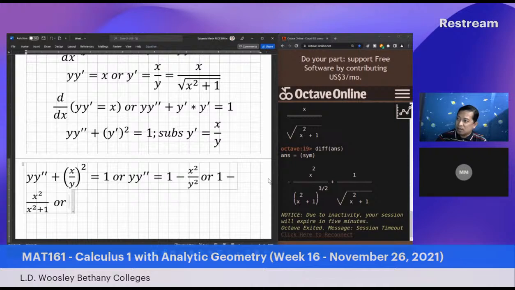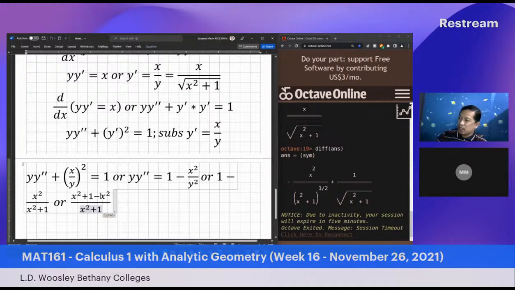Okay, so pwede nating iakyat yan, magiging x squared plus 1 minus x squared. So, saka ako kukuha ng least common denominator dito. Alright. So, yan. Medyo magulo pa, no? Ayusin natin. Yan. Ito, plus 1. Ito muna. Ayusin muna natin bago natin ibaba yung y.